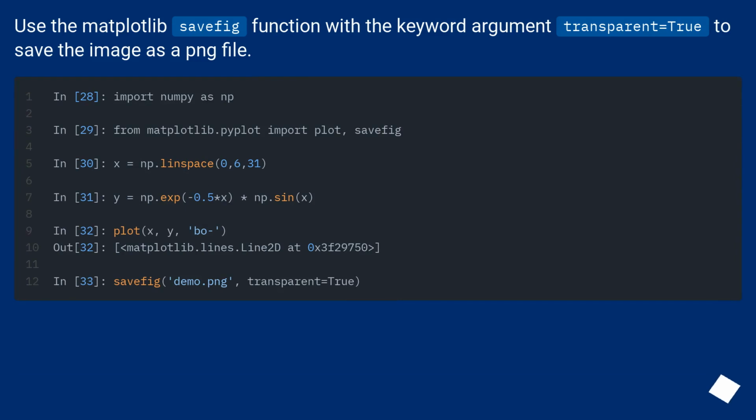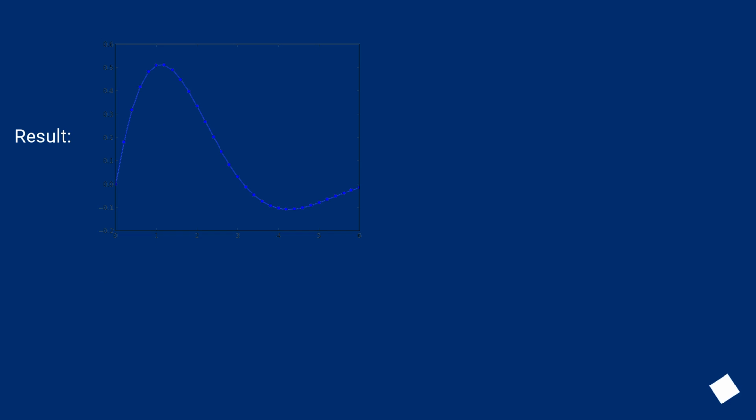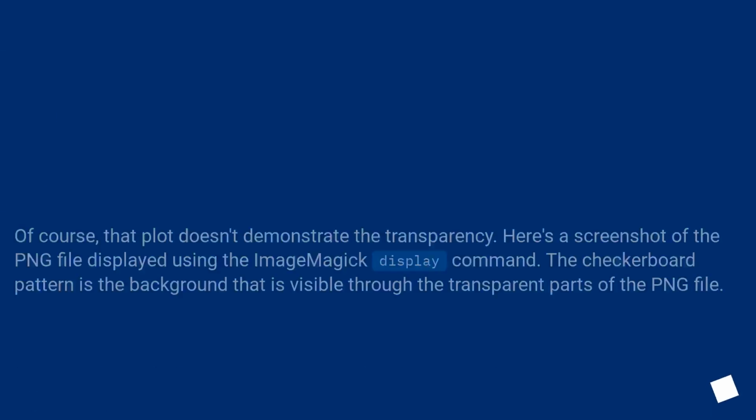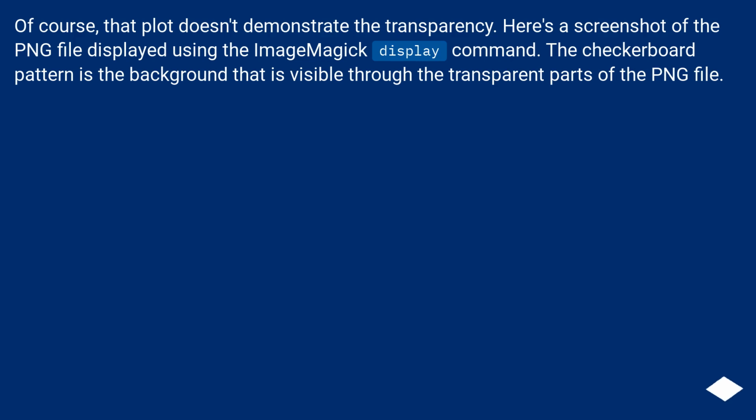Use the matplotlib savefig function with the keyword argument transparent equals true to save the image as a PNG file. Of course, that plot doesn't demonstrate the transparency. Here's a screenshot of the PNG file displayed using the ImageMagick display command. The checkerboard pattern is the background that is visible through the transparent parts of the PNG file.